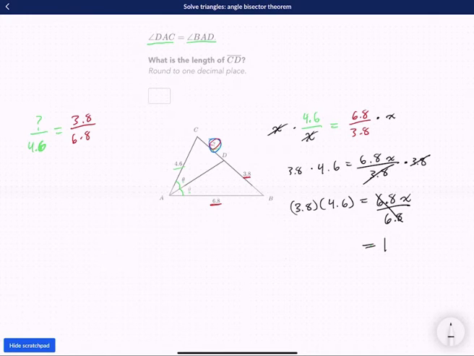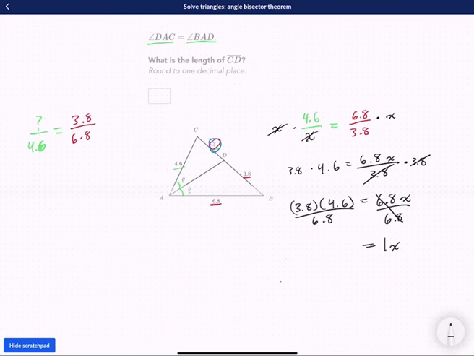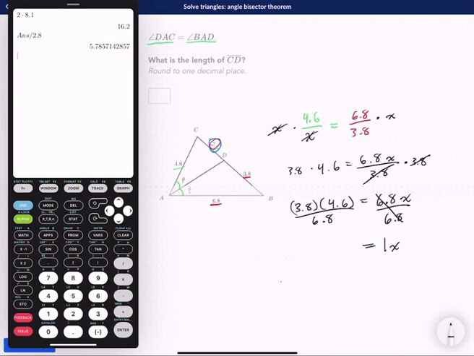6.8 divided by 6.8 is 1. So we have 1x. And on the other side, we have to divide that by 6.8 because of the equal sign. The equal sign says whatever you do to one side, you must do to the other side. So don't jip me, says the equation. Okay, so we have 3.8 times 4.6, and then I'm going to divide that by 6.8.